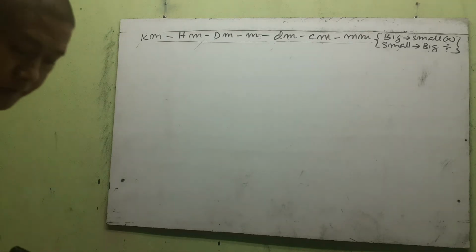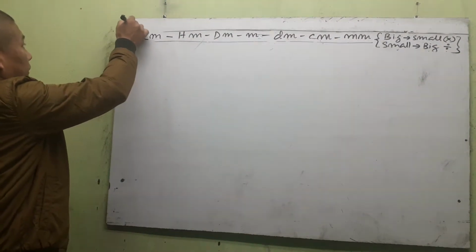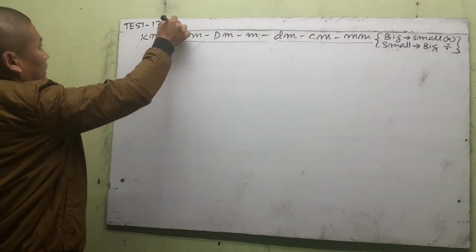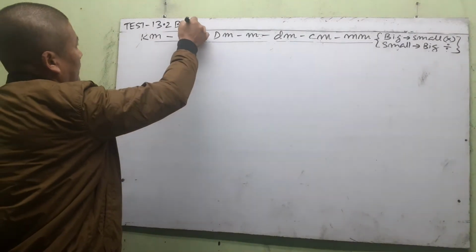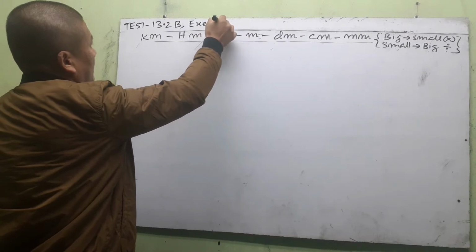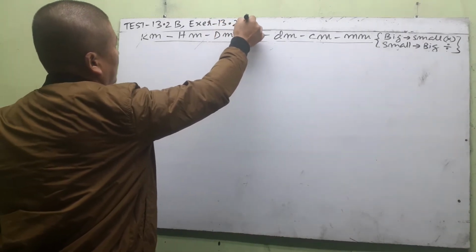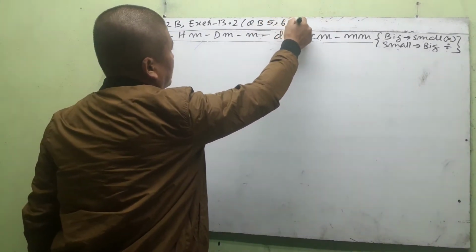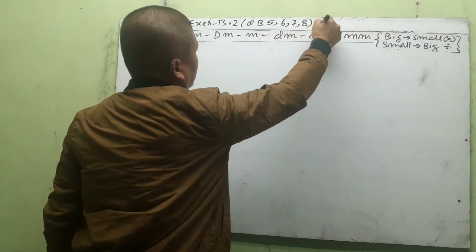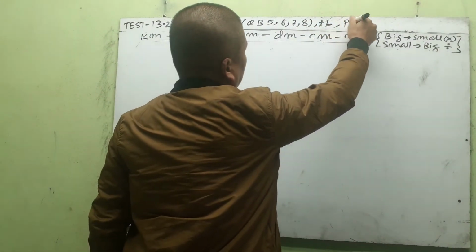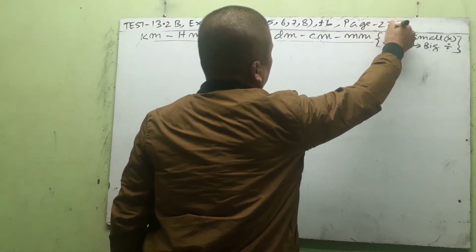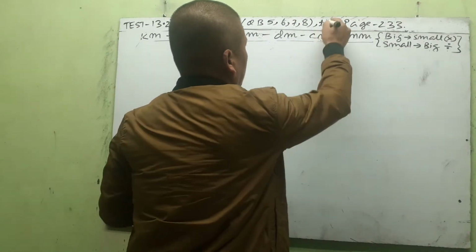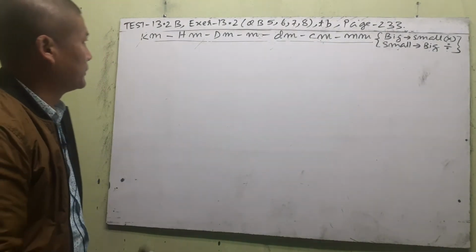Okay, so the next test portion here, you can write it down along with me. Test 13.2B. This will include exercise 13.2, questions B5, 6, 7 and 8. Okay, this will be found on textbook page 233. Okay, you can note it down. So next here, start with B5.